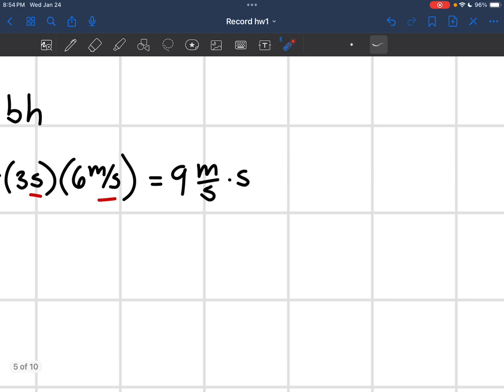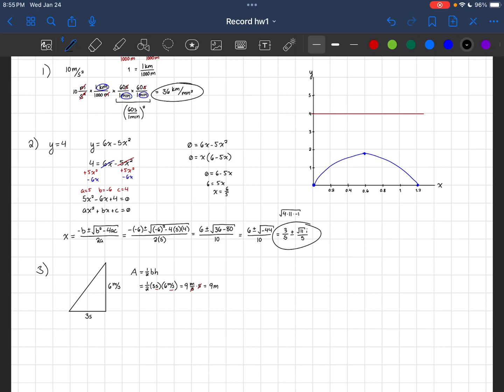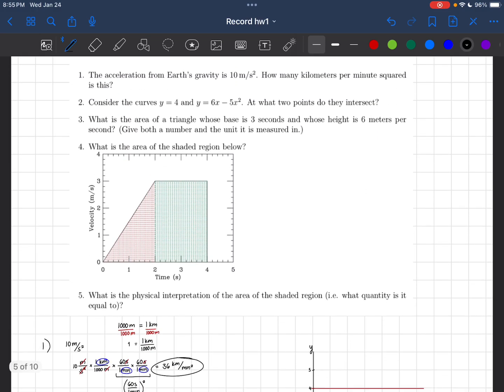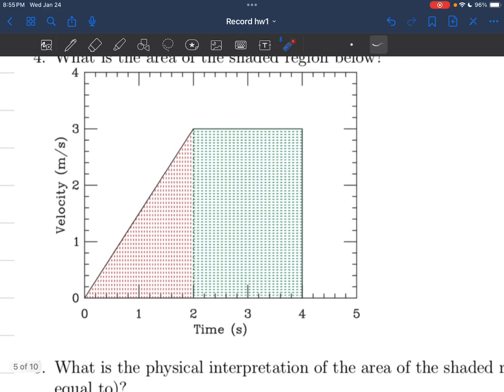And I can simplify my units a little bit because I have meters in the numerator, but then I have seconds in the numerator being multiplied in, and seconds in the denominator over here. So that'll cancel and leave me with 9 meters. Okay. Now we're going to use that fun little fact when we look at question 4, because now I'm looking at the area of the shaded region. Well, the shaded region has a base that is in seconds and a height that's in meters per second.